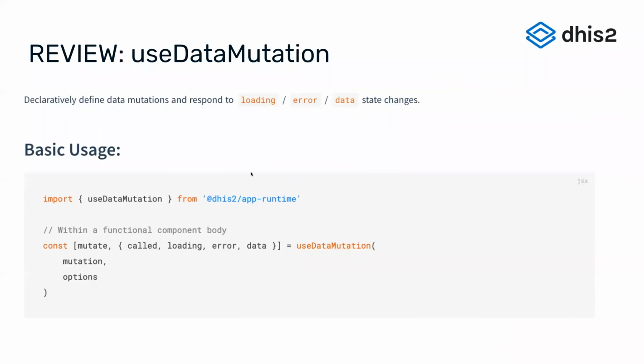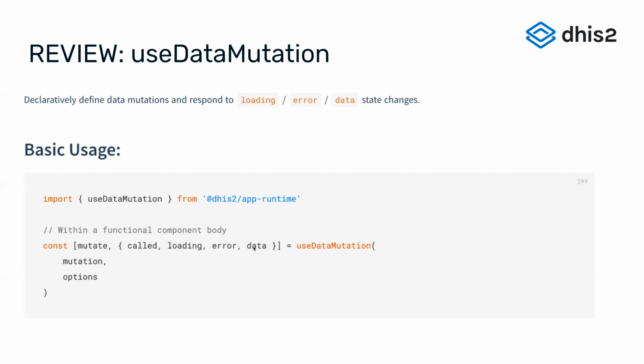Getting on to mutations. So as I mentioned earlier, queries are for reading, mutations are for writing. You can declaratively define mutations, which means that you're telling the app runtime what you want to happen, not how you want it to happen. It's similar to what we just did with use data query, but there's an additional parameter that's returned. So it actually returns an array. The first one is a function that you can call to actually execute this mutation that's called mutate. You can name it whatever you want, but it's the first item in this returned array.